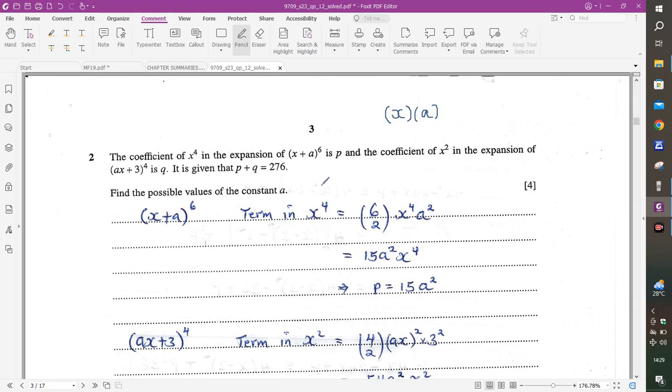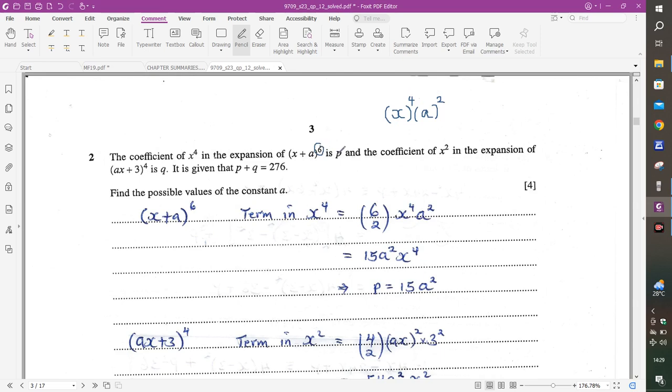Then you ask yourself, which powers am I going to put onto these terms such that I end in x to the power of 4? Automatically, I will put here 4, and then the remaining will be a 2. Because when you add up these two powers, you must get this 6 here.